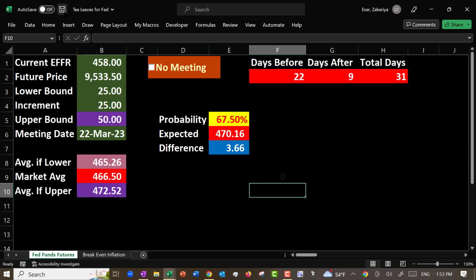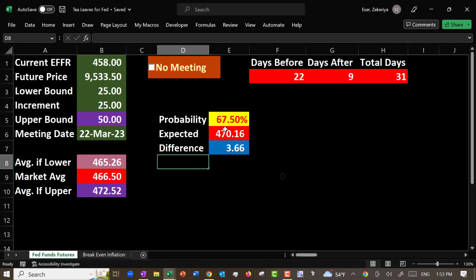What we're going to do, we're going to figure out what that probability is. Basically, this says, what would be the market average? What would be the average EFFR if the lower bound happened? It would be 465.26. What would it be if it is the upper bound? That's the one implied by the market. So I'm calculating the expected given the probability. So I'm going to make the difference between the market average and expected 0 by changing the only thing I don't know, the probability.